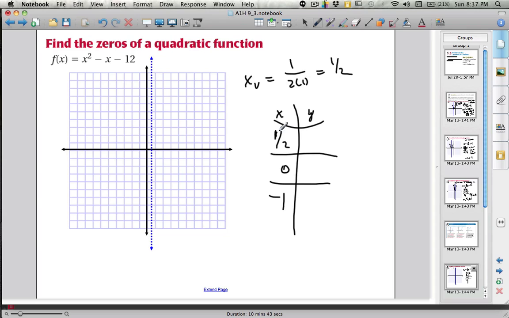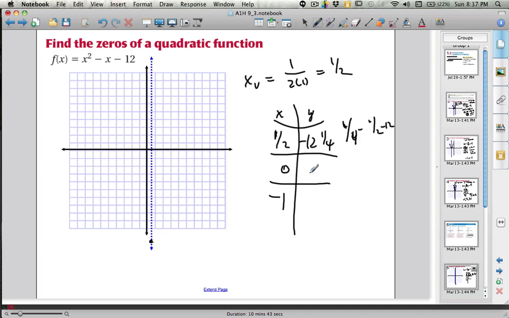So when I plug in 1/2 with this particular problem, I'm going to get 1/4, because that's 1/2 squared. 1/4 minus 1/2 minus 12. So that's going to be a big negative number. Right? So 1/4 minus 1/2 is negative 1/4. Minus 12 is minus 12 and 1/4. That's where my vertex lies. That's way down here. 12 1/4.